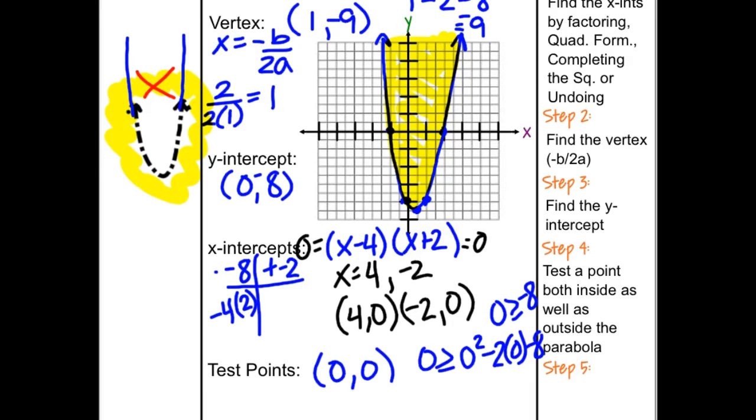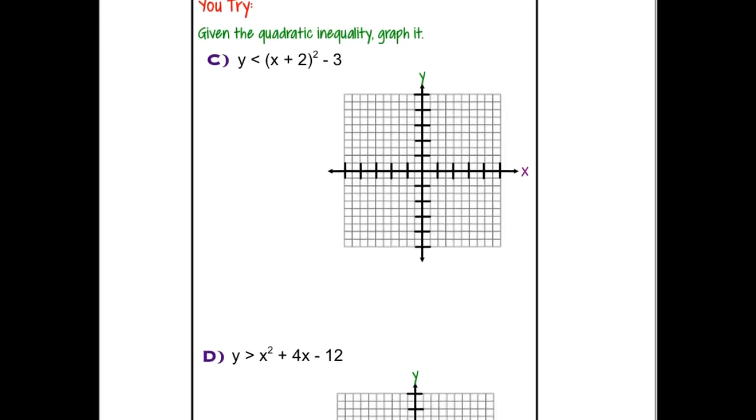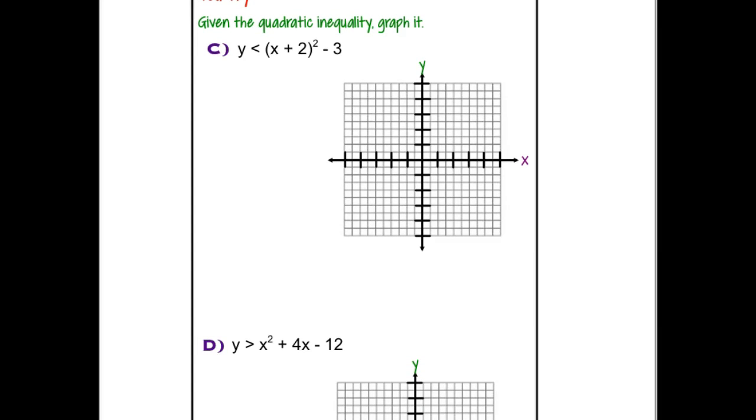All right, so that's it for you. I didn't do a factored form one, but you guys should know how to graph in factored form. So I've got two of them for you here to practice. We've got y is less than (x plus 2) squared minus 3, and y is greater than x squared plus 4x minus 12. Make sure you check your shading, make sure you test a point, make sure you graph all your correct points, make sure you check for a dash versus solid line. And as always, bring your questions with you to class.